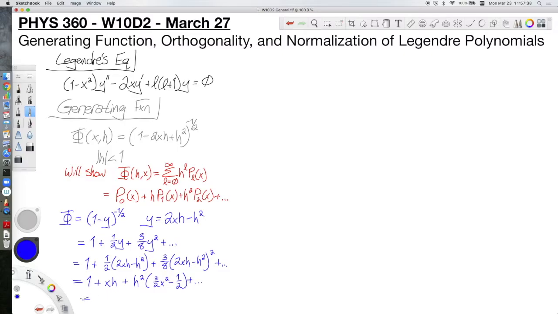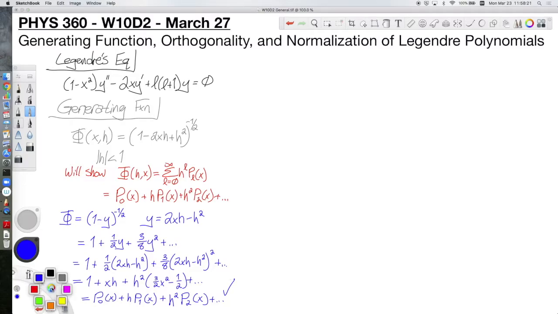Well, 1 is just P naught of x, plus h times, well, x is just P1 of x, plus h squared times 3/2 x squared minus 1/2, that's P2 of x, the second order Legendre polynomial. So this obviously isn't a formal mathematical proof, but we have at least verified through the first 3 terms or so that we can write our generating function phi in terms of Legendre polynomials.